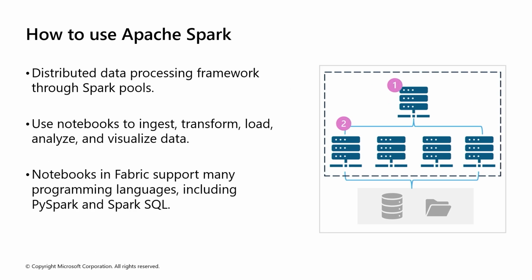A Spark pool consists of compute nodes that distribute data processing tasks. As shown in the diagram, a Spark pool contains two kinds of nodes. One, a head node in a Spark pool coordinates distributed processes through a driver program. And two, the pool includes multiple worker nodes on which executor processes perform the actual data processing tasks. The Spark pool uses this distributed compute architecture to access and process data in a compatible data store, like a data lakehouse based on OneLake.